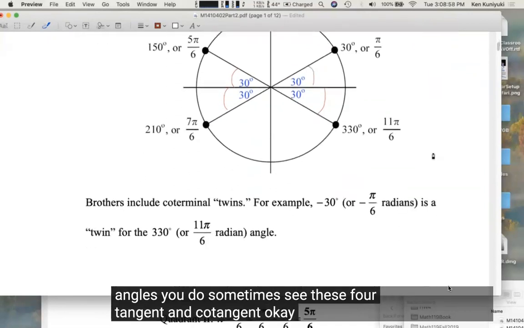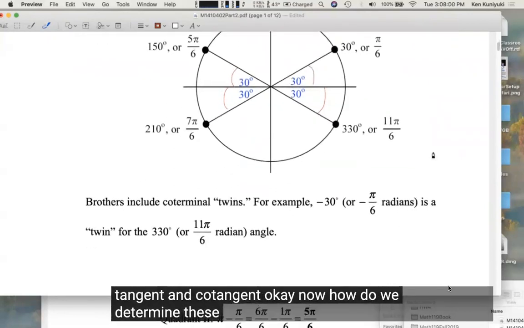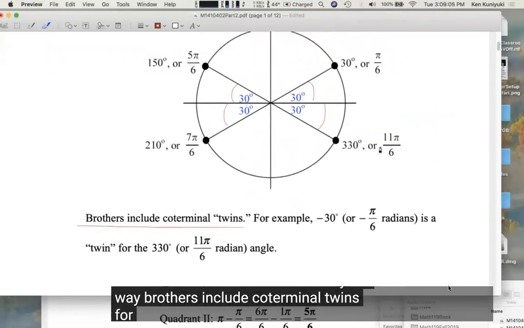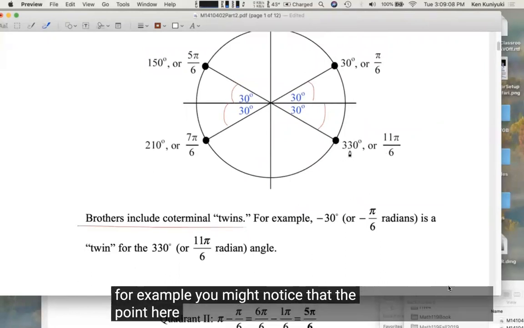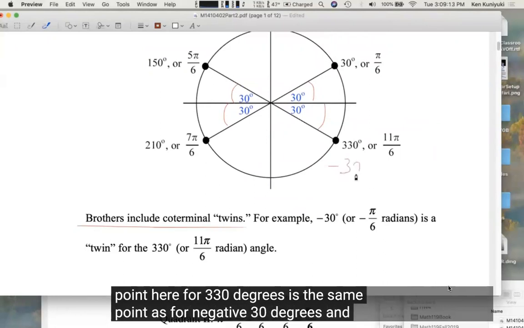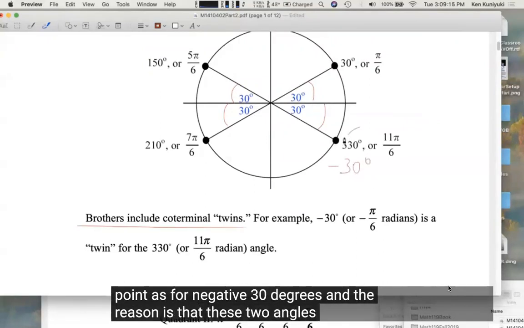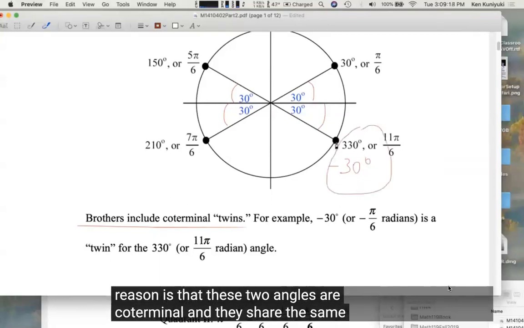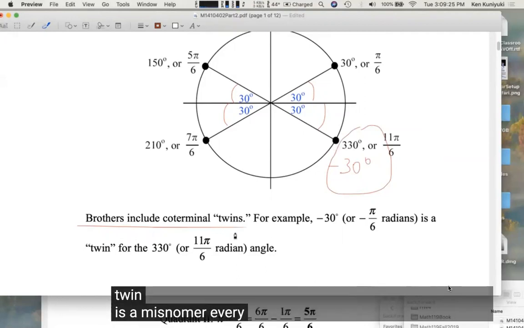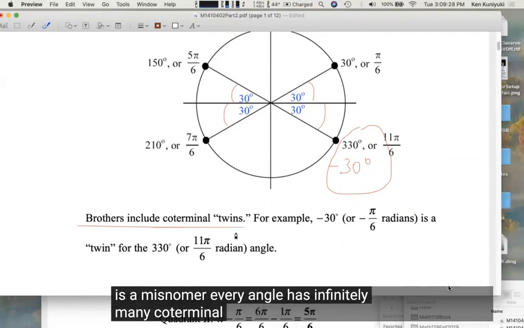Okay. Now, how do we determine these various brothers? By the way, brothers include coterminal twins. For example, you might notice that the point here for 330 degrees is the same point as for -30 degrees. The reason is that these 2 angles are coterminal, and they share the same intersection point here. So brothers include the coterminal twins. Actually, twins is a misnomer. Every angle has infinitely many coterminal angles, so twins is too restrictive.